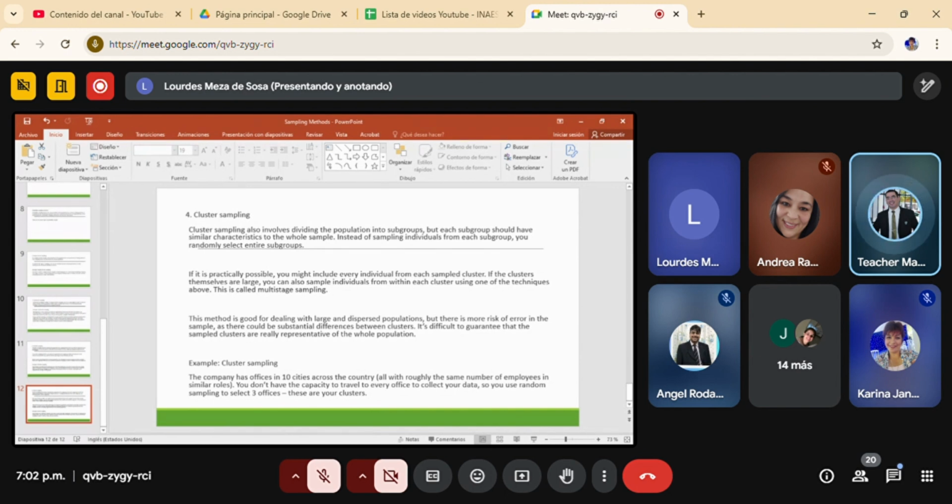So if you want to know some information, you randomly choose, for example, 3 of 10 to get some data if you want to know about your offices, right? But your subgroups should have similar characteristics. And then out of those subgroups, you randomly select entire subgroups. So that's the difference. In cluster sampling, you have to have similar characteristics to each.